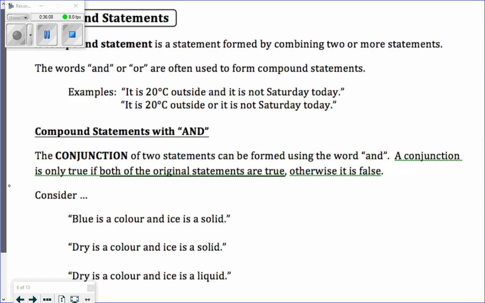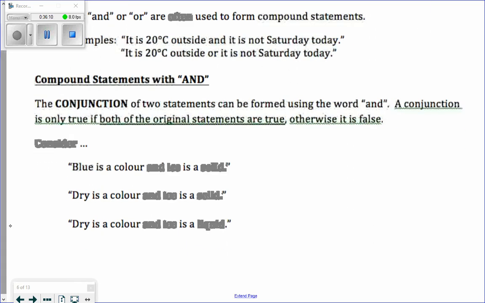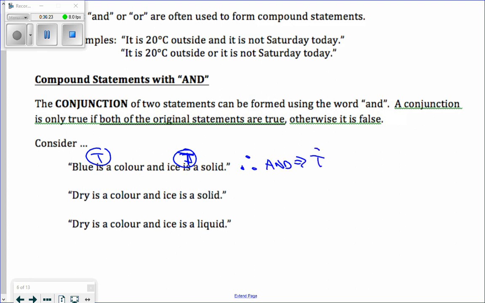So in other words, is blue a color? Yes. Is ice a solid? Yes. That's a true. So therefore, the and is also true. So when you bring two true statements together, we get another true statement.